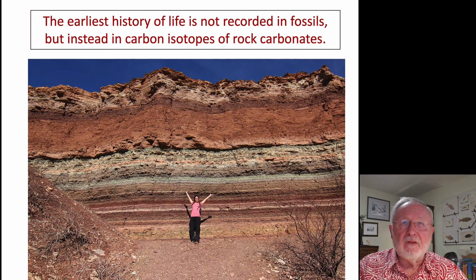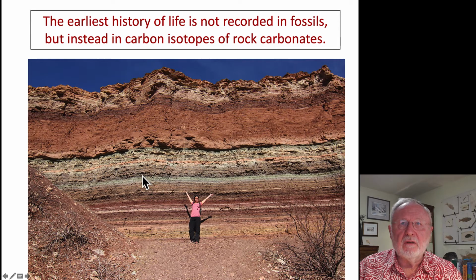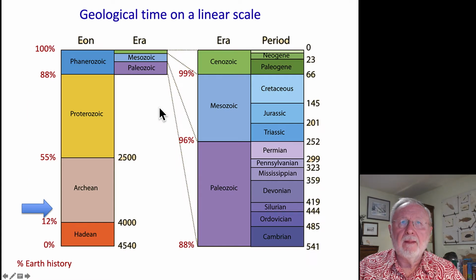The earliest life is not recorded in fossils. Instead, it's recorded in isotopes, that is, carbon isotopes of rock carbonates that we'll find on different layers. Here, as you see, the strata laid down sequentially over time. So at this point, let's begin to pull out the geological timescale, because that's the book, the layers that we're going to look at to begin to reconstruct the history of life on Earth.